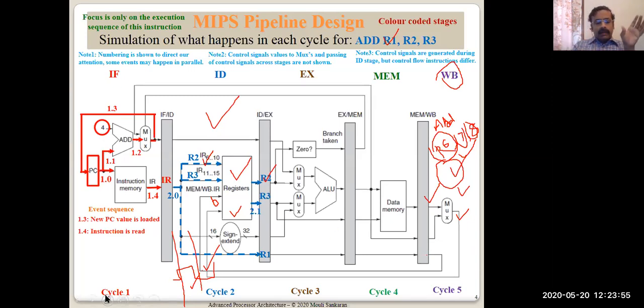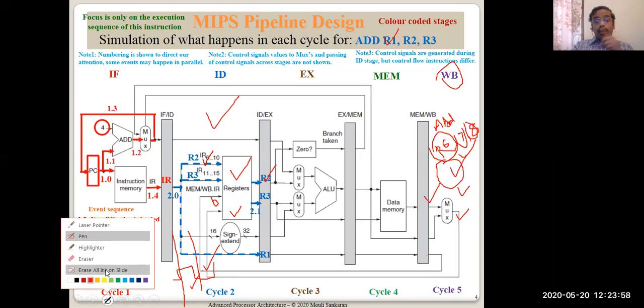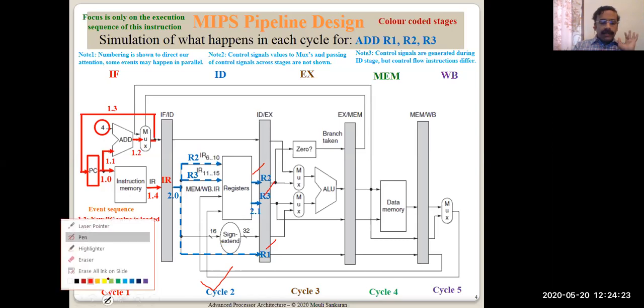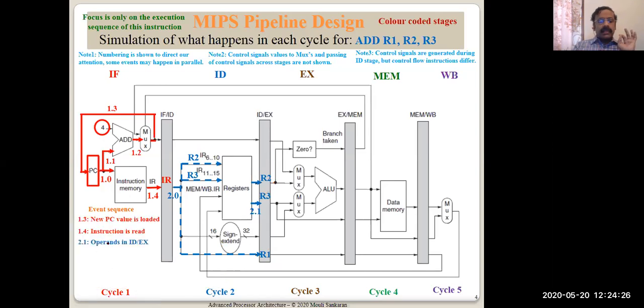But I feel with the explanation so far, you should be able to appreciate what is happening. There is one write port and two read ports, and writing is happening during the first half cycle and reading during the second half of the cycle. Now R2, R3 values are stored. R1 is the control information which is passed across. That's all. I don't think anything else has to be done here. As far as this instruction is concerned, operands are loaded into IDEX, which is this pipeline register. Now, next stage.